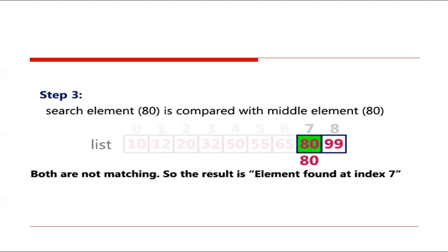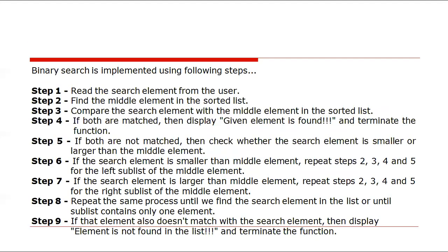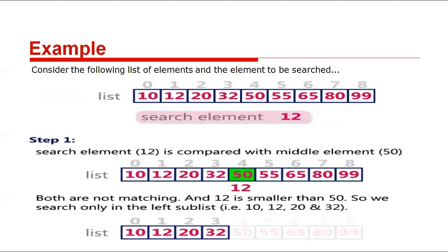Next one is Fibonacci search. So before going to discuss Fibonacci search, I repeat the same example, binary search. So in this example here 12. So 10, 12, 20, 32, 50, 55, 65, 80 and 99. This is the top value. This is the bottom value. Then the array, the list, top equal to 0 and bottom equal to 8.